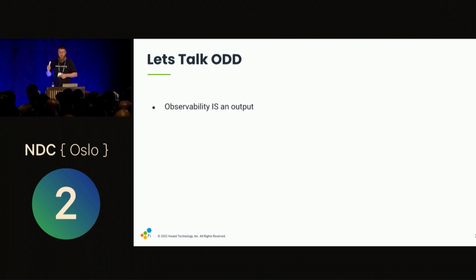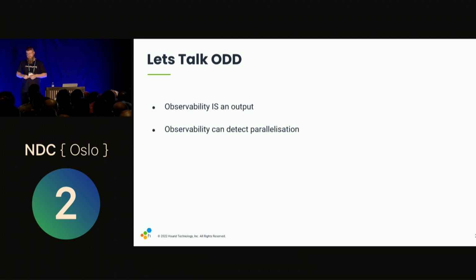Now, the first thing is, observability is an output of your application. We talked about testing inputs and outputs of our application. Well, observability is an output. It is something that our system tells us about our system that we can use. There are certain things that observability can do.